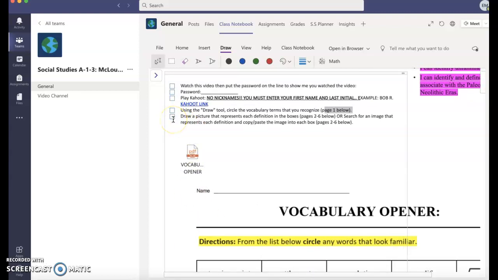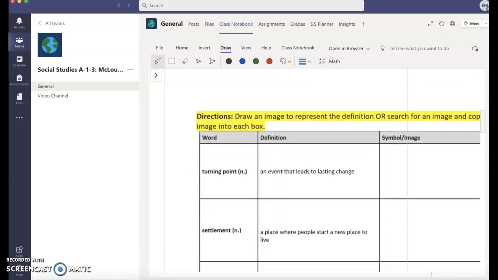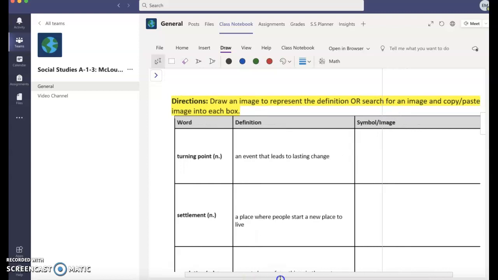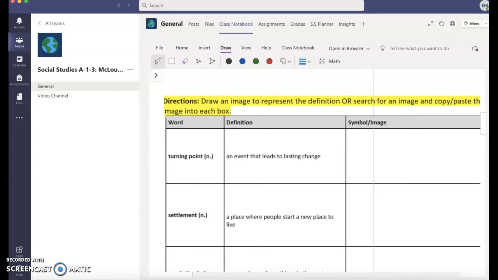When you are done with that, don't forget to check off the boxes. And then the last thing to do on this page says, draw a picture that represents each definition in the boxes, pages 2 through 6 below. Or you can search for an image that represents each definition and copy and paste it into the box. So let's scroll down. Again, the directions are rewritten for you: draw an image to represent the definition, or search for an image and copy and paste it.